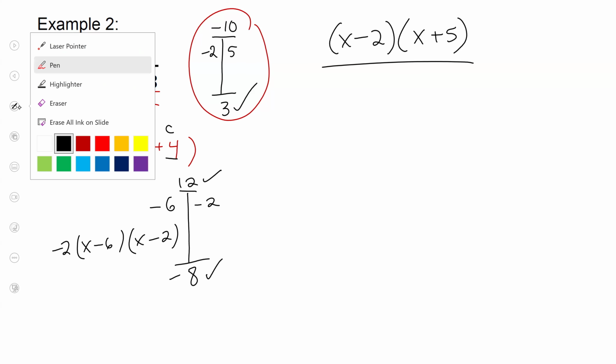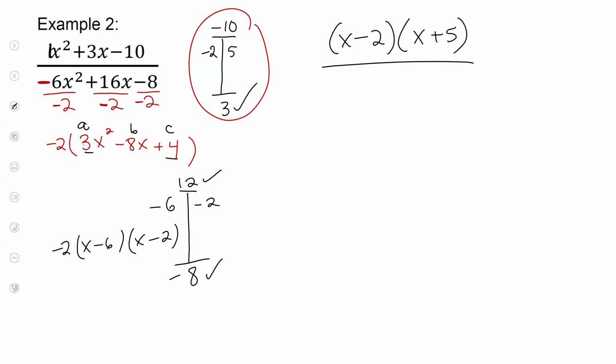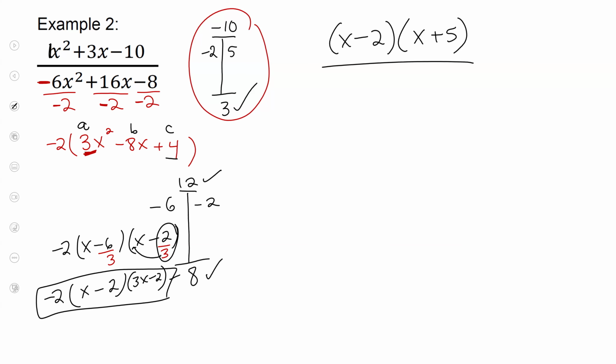Do you guys know what I'm going to divide by? The a value. Oh, yeah. 3. So we're going to divide by 3. And once we simplify, we'll be done. Negative 2 is still on the outside. 6 divided by 3 is 2. This is already simplified, so bring the 3 to the front. This will be 3x minus 2. Okay, so these are your factors. I'm going to put that down here. Negative 2 times x minus 2 times 3x minus 2.